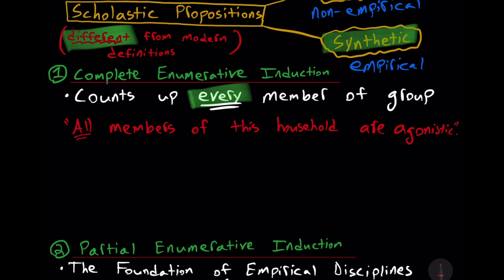We're talking about all the members of this household, so we can say all of them are agnostic. We've surveyed each and every member of that household, and each and every one of them said they were agnostic, so therefore every member of that household is agnostic. Or consider, for example, all marbles in this bag are red. Again, we're talking about all the members. We look at each and every marble and it turns out to be red.